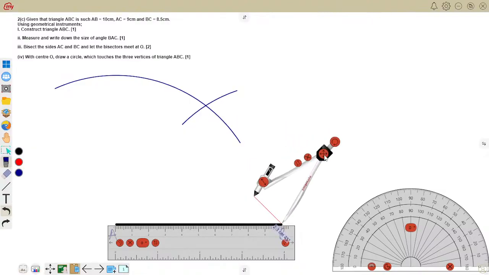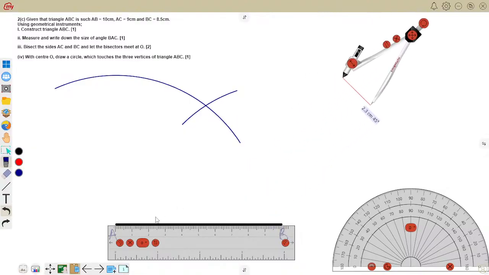We get the compass from here, and then we draw the lines. What we're going to do is come onto B and draw a line that passes there.